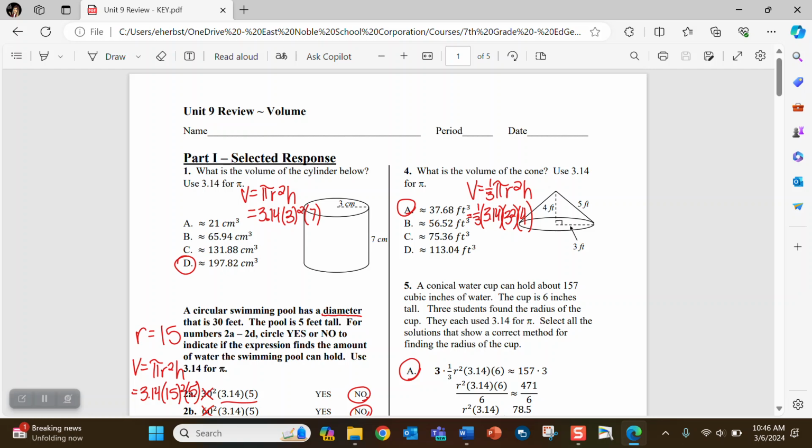So for number 1, we're using the formula for volume of a cylinder. The radius is 3, the height is 7. So when you multiply pi times 3 squared times 7, we get 197.92 centimeters cubed.